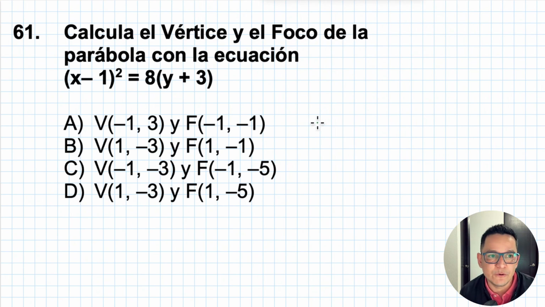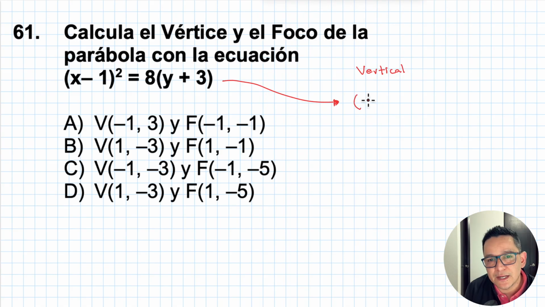Calculate the vertex and the focus of the parabola with the equation (x − 1)² = 8(y + 3). Look, this one right here, as it says, is a parabola. And one more thing, it's a vertical parabola. I'll write it here right away. We know it's a vertical parabola just by its shape.